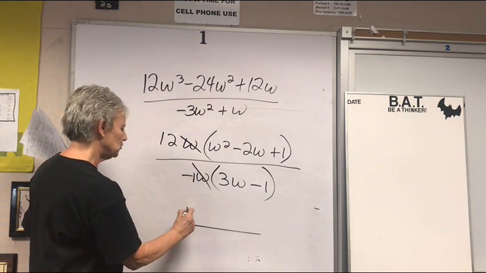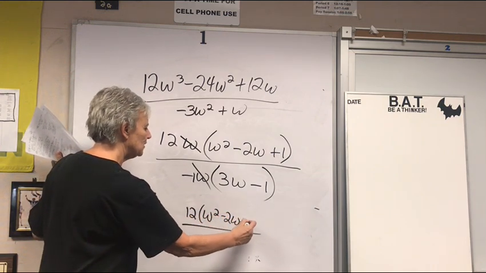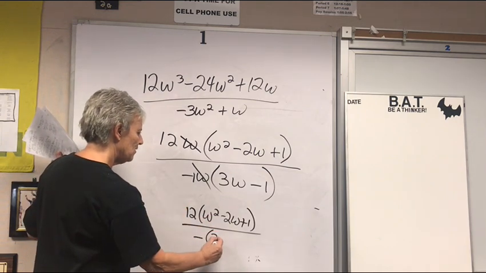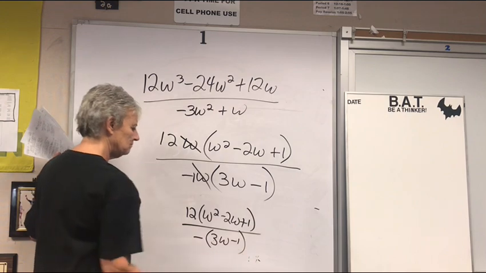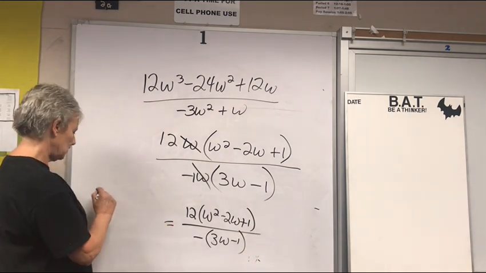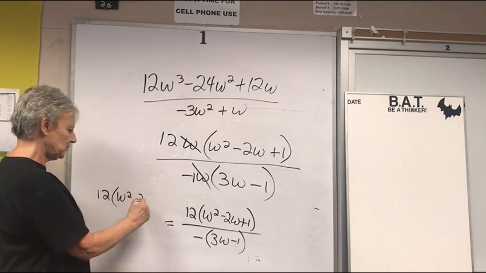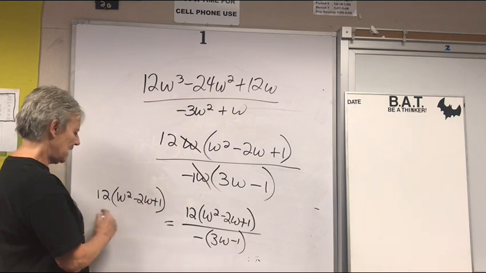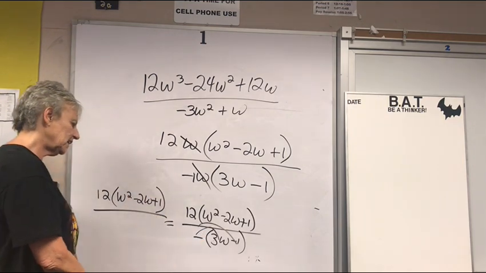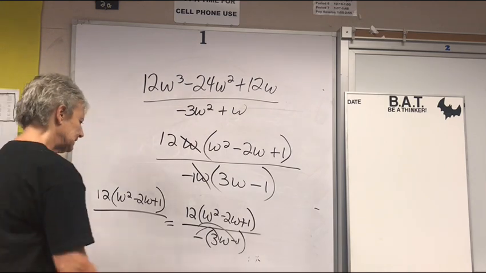So, final answer, 12w squared minus 2w plus 1 all over negative 3w minus 1. What you could have done is rewritten that as 12, now this is fine, w squared minus 2w plus 1, and then, nope, that gives you a leading coefficient that's negative and we don't want it. That's the right answer. My bad.